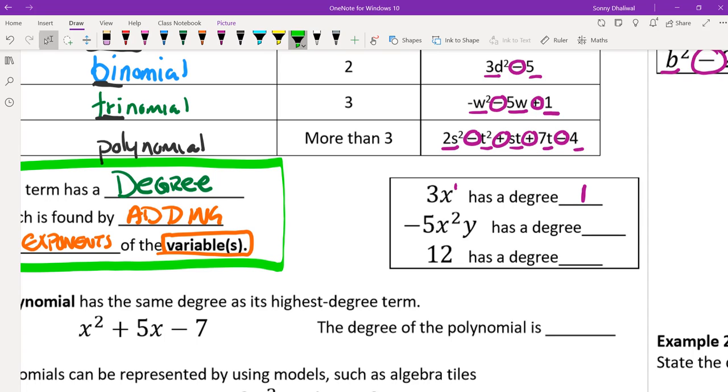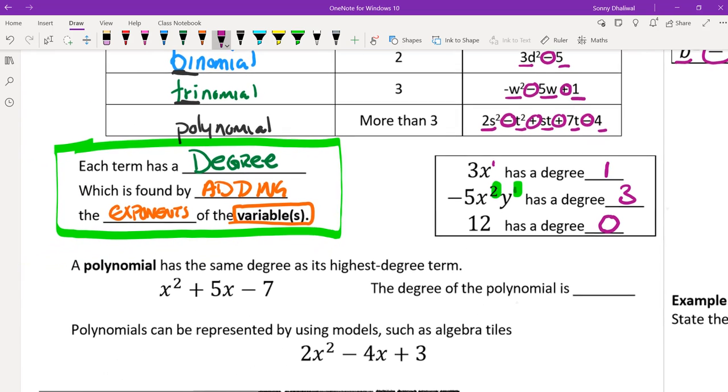How about the next one? What would the degree of the next one be? 3. So we add up all the exponents on the term. We have a 2 here and a 1 here. That makes a degree of 3. How about the last one? 0. Harmon is correct, because we're looking at the exponent of the variable. There is no variable here, so this is 0. Okay.